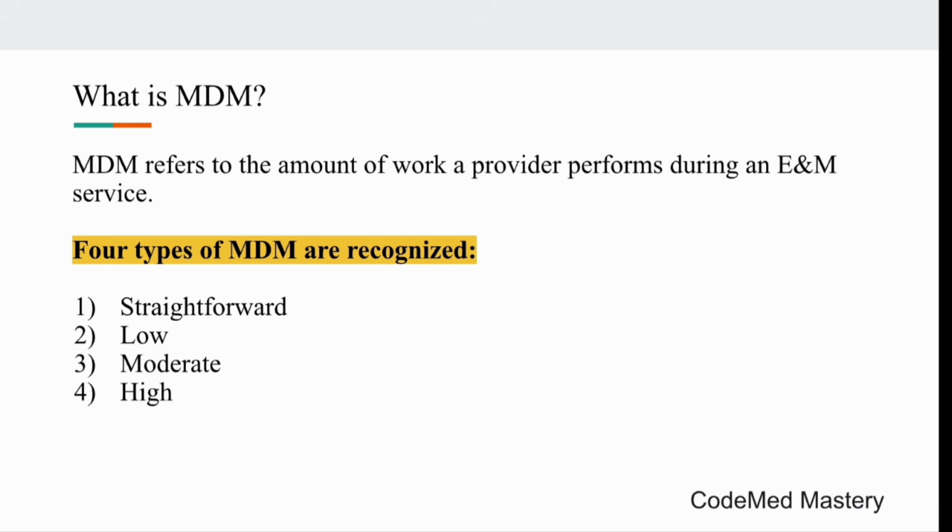So, what is MDM? MDM refers to the amount of work a provider performs during an E&M service. It simply means how hard the provider had to think during the visit. So, there are four types of MDM. One is straightforward, second is low, third moderate, and fourth is high. So, these are the four types of medical decision making.